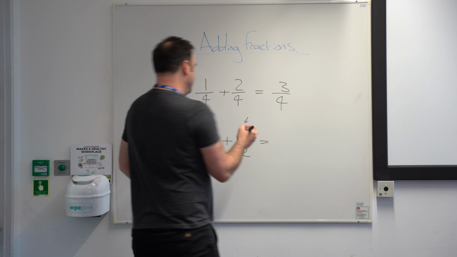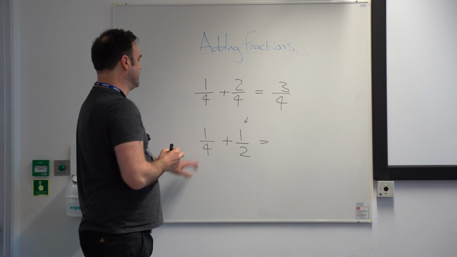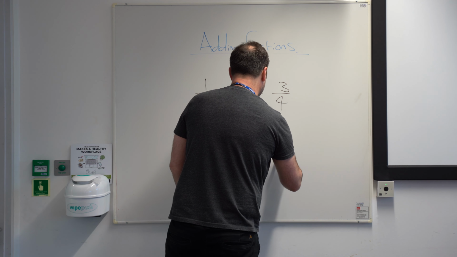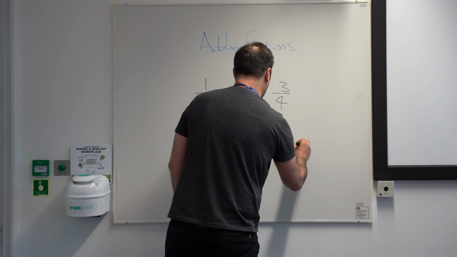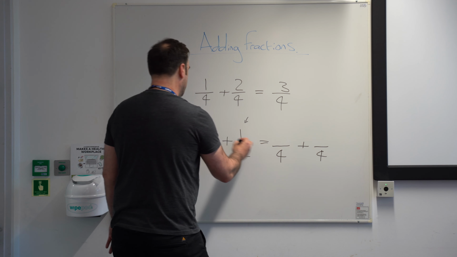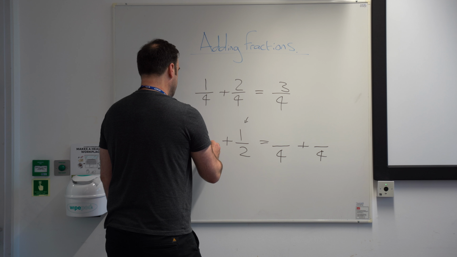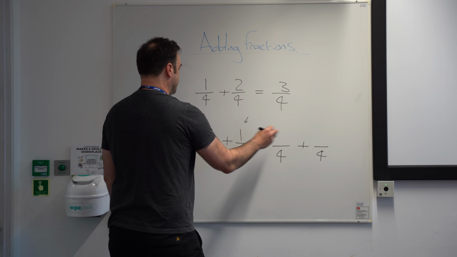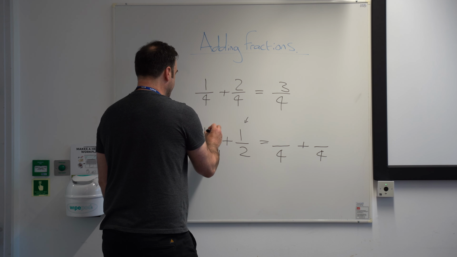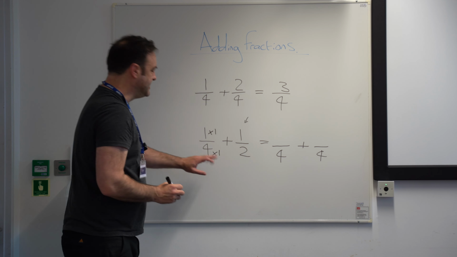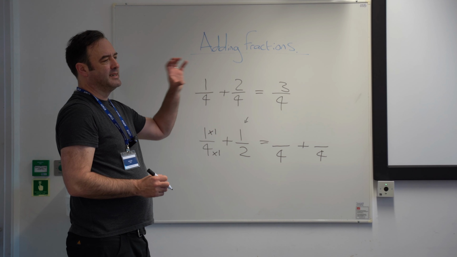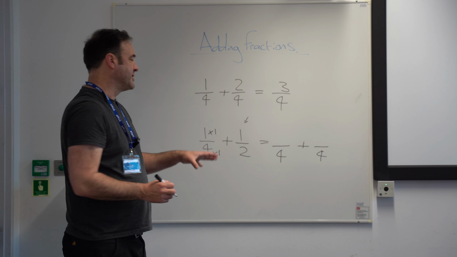So what we can do is say, well, what's the smallest number that 4 and 2 both go into? And the smallest number they would both divide exactly into is 4. 4 would go into 4 once, and 2 would go into 4 twice. So I get kids to write this on initially when they're starting out. What you do, this is really important, what you do to the bottom, you must do to the top to maintain its integrity as an equivalent fraction.